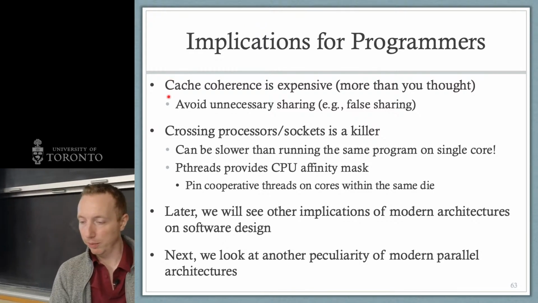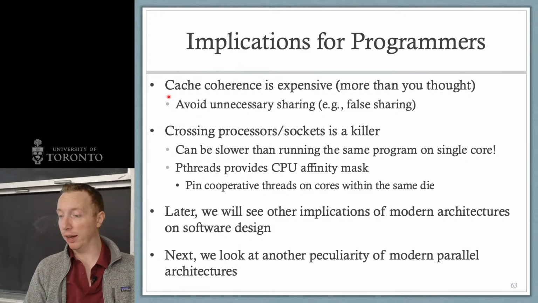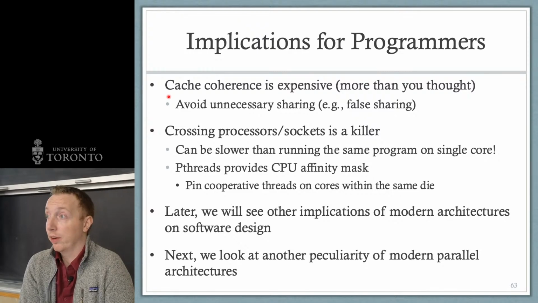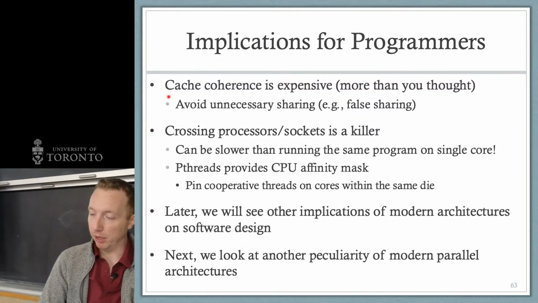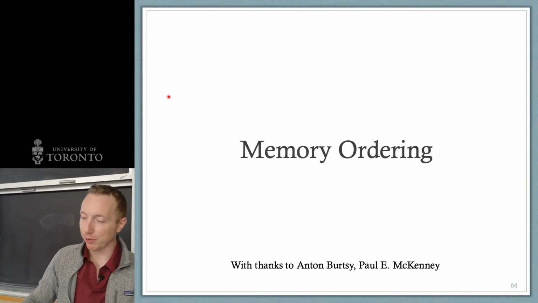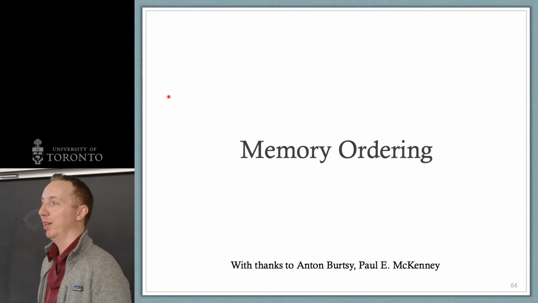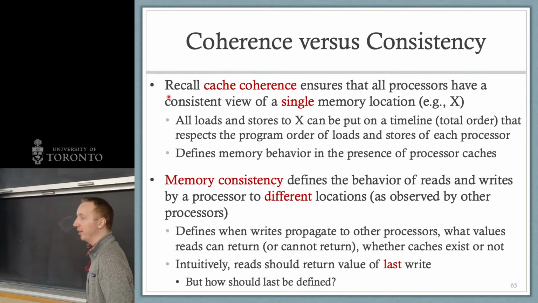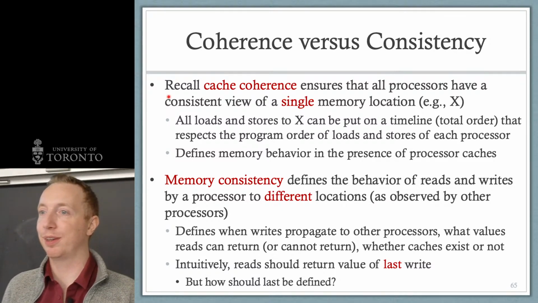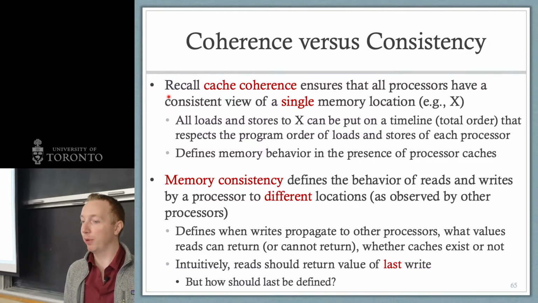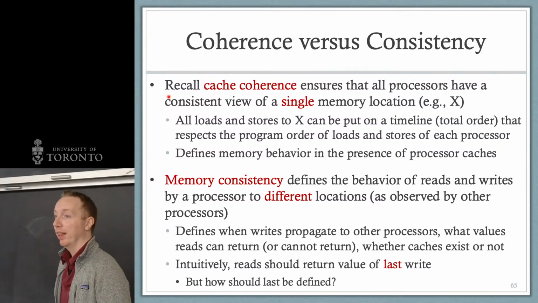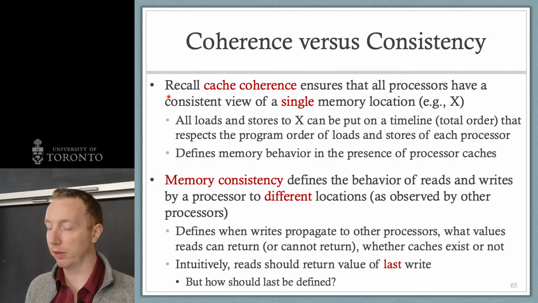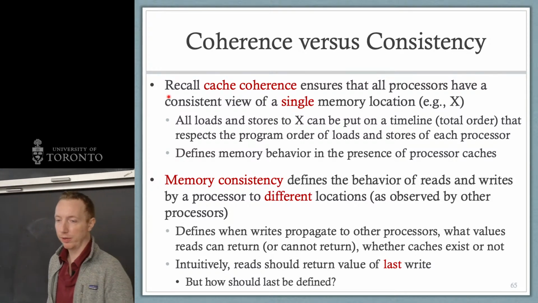So later, we see some more implications of modern architectures on software design, and another peculiarity of modern parallel architectures: memory ordering, which is a really, really fun subject. There is a difference between cache coherency versus consistency. So far we've only talked about coherence, and that means that all processors have a consistent view of a single memory location or a single memory address, like X.